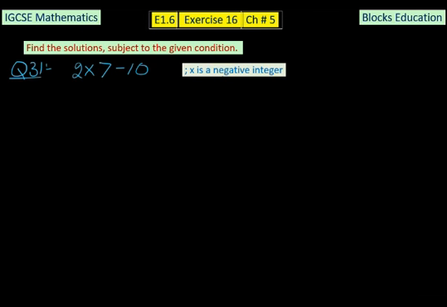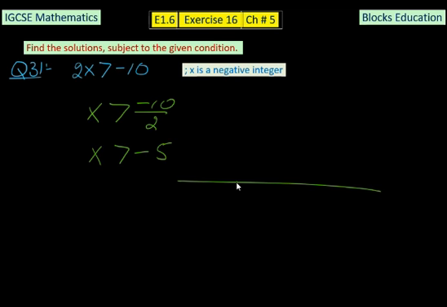In question number 31, it says 2x greater than minus 10. It means that x is greater than minus 10 over 2, so x is greater than minus 5. Right, so on a number line, let's suppose minus 5 is here. It's an open circle because it's not equal to, it's only greater than. It means you have to move towards the right side of minus 5. Now the condition says x is a negative integer. It means you have to find all the integers between minus 5 and 0, and you cannot cross 0, right?